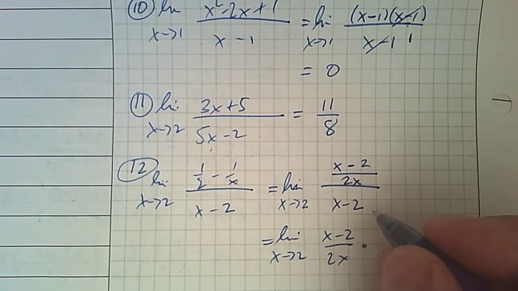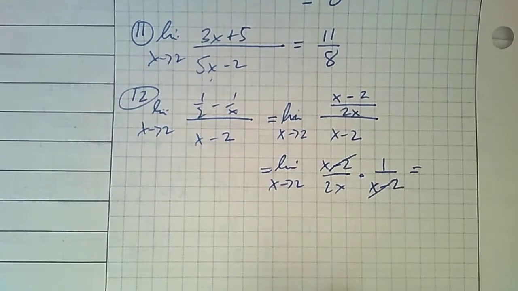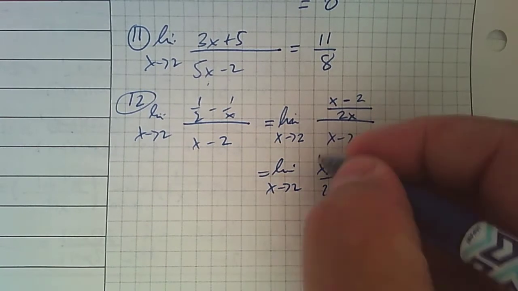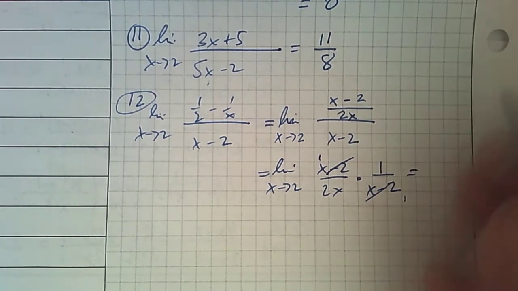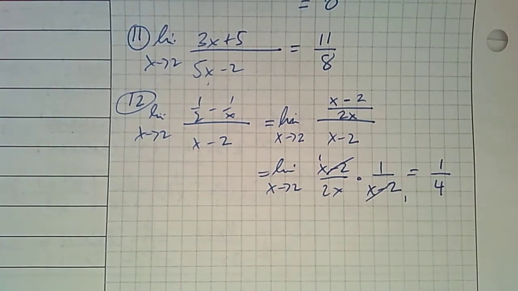The next step is to know when you divide, you multiply times the reciprocal. And the reciprocal of the denominator is 1 over x minus 2. So then you can clearly see the x minus 2 divides out. Remember, you're left with 1's here. Now we can plug in 2. So 1 times 1, 2 times 2 times 1, and you can see it's approaching a quarter. Number 13.